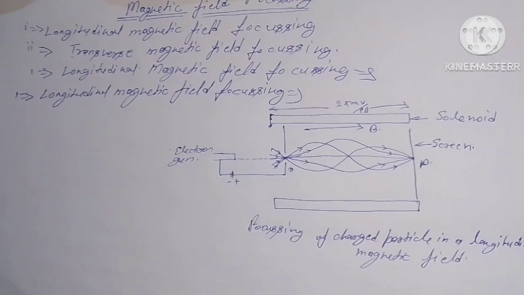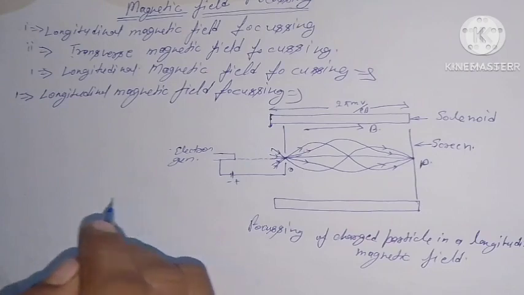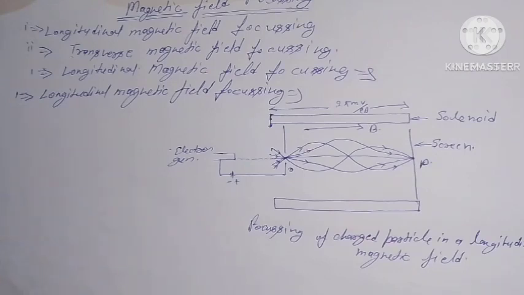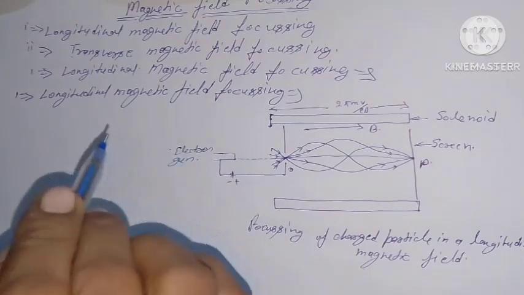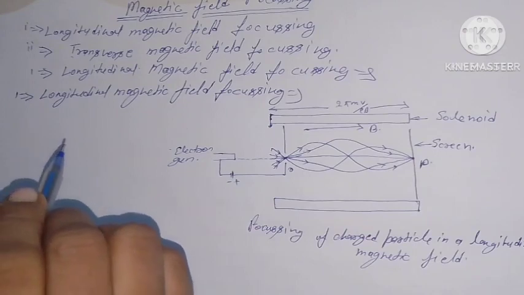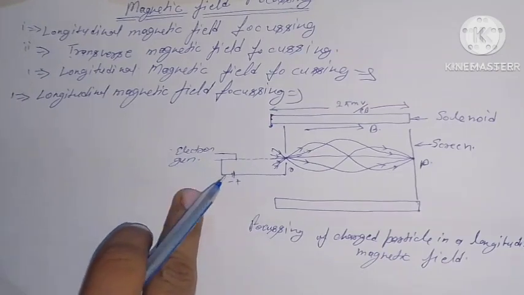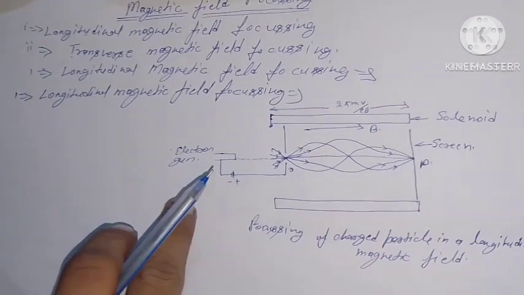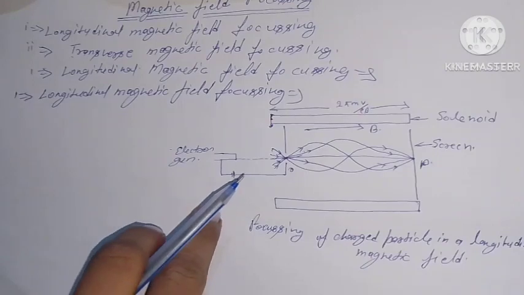In the first part of magnetic field focusing, longitudinal magnetic field focusing, a charged particle like an electron can be focused at a point by employing a uniform magnetic field acting along the direction of motion of the beam of charged particles. As shown, the path of an electron in a uniform magnetic field would be a helix.